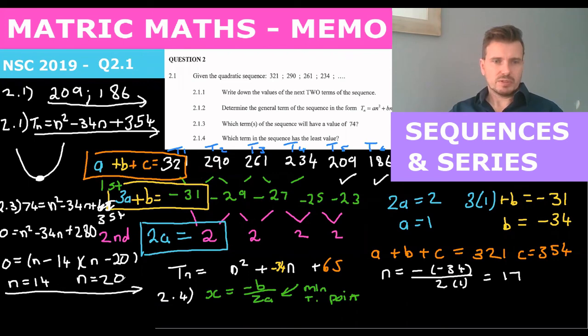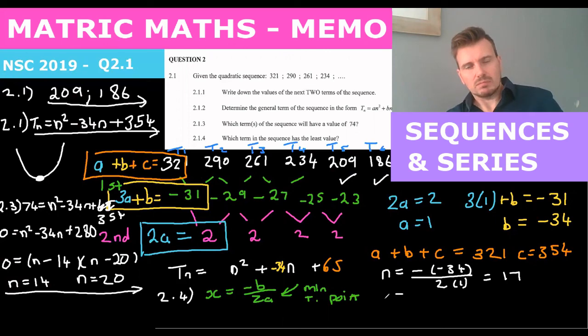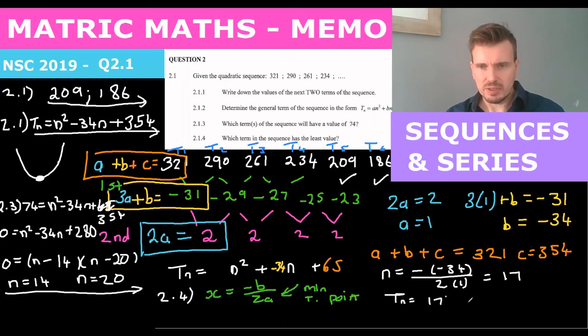Well, there's a quicker way. We could have said 20 plus 14 over 2, because those are our 2 points. But rather than do that, I simply wanted to show the theory behind it. So now that we know n is 17, we can substitute that into the original equation. So we say Tn equals 17 squared minus 34 times 17. Oh, we don't actually need to because we only need the term. So the term number is 17.